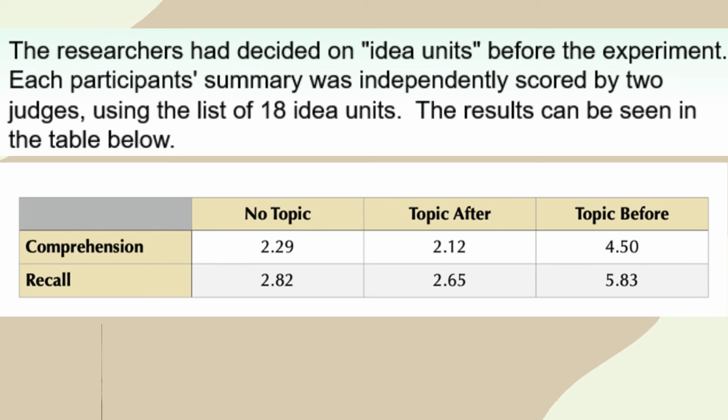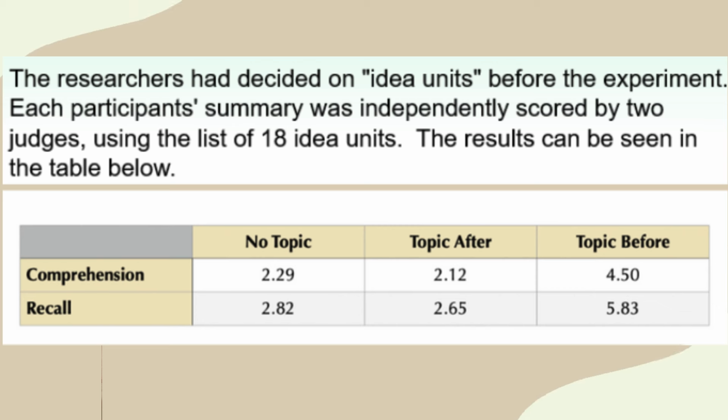The researchers had decided on idea units before the experiment. Each participant's summary was independently scored by 2 judges using the list of 18 idea units. The result can be seen in the table below. So the comprehension level you can see is highest when the topic is given before. When participants know that it was about washing clothes, the understanding of the passage was 4.50. But when no topic was given at all or topic was given afterwards, in both cases it is 2.29, 2.12, which is much lower than the 4.50.